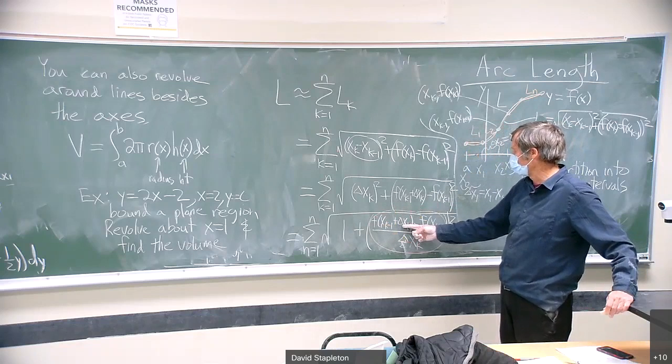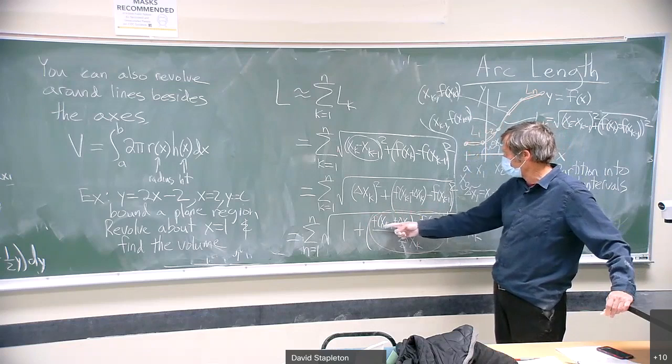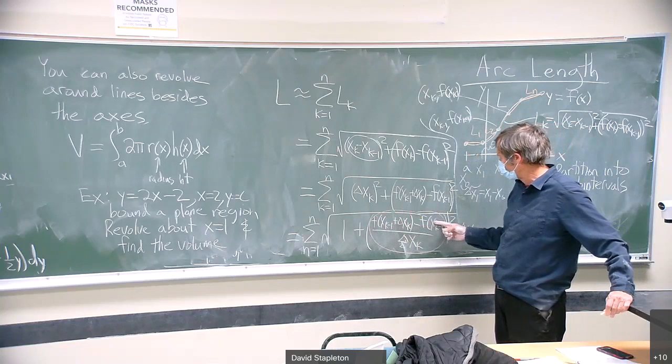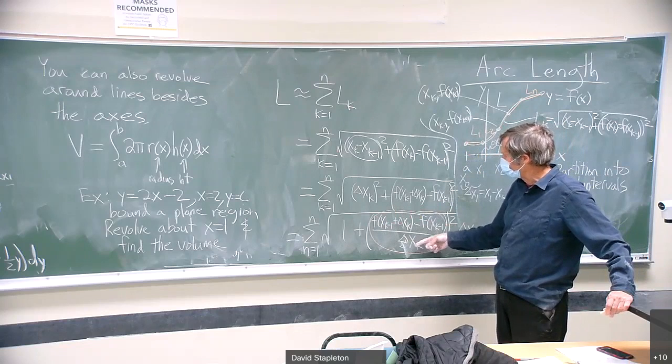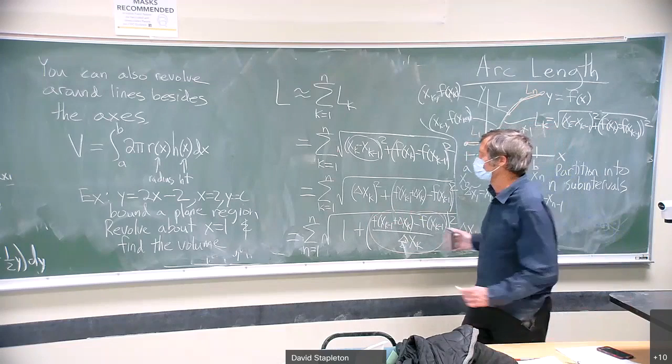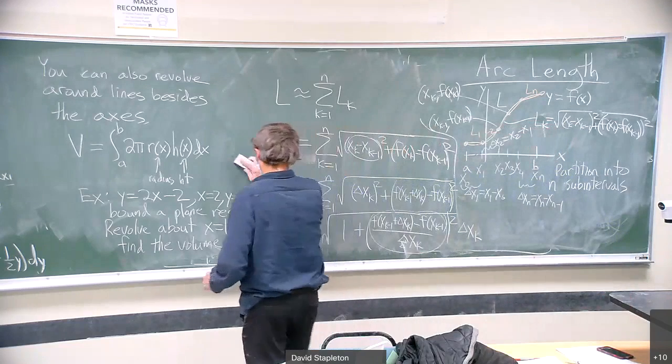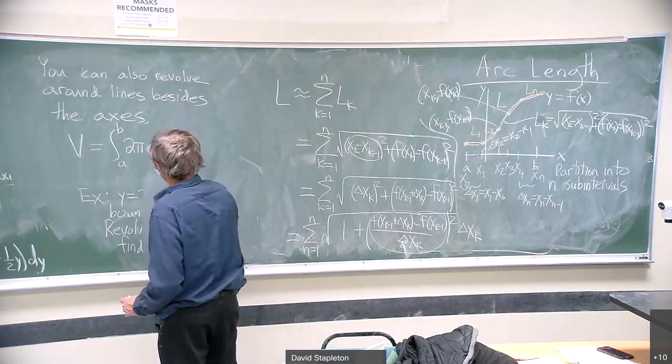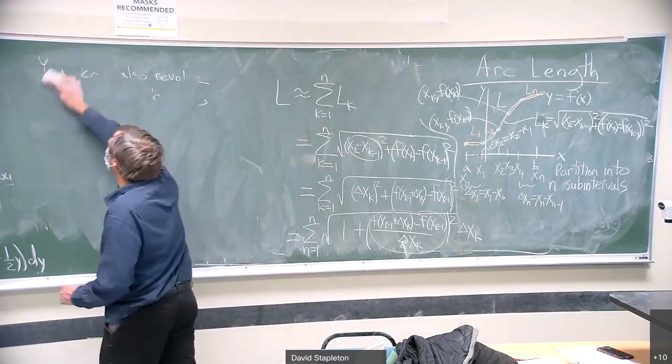Yeah, if I took the limit, it would be the derivative, right? This is f of x plus delta x minus f of x all over delta x. That's the slope of the secant line. In particular, if you take its limit, it becomes the slope of the tangent. There was a theorem that you had in calculus one called the mean value theorem for derivatives.